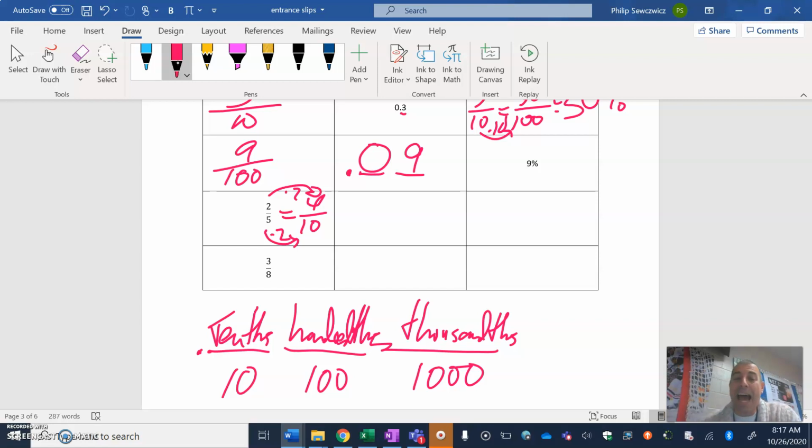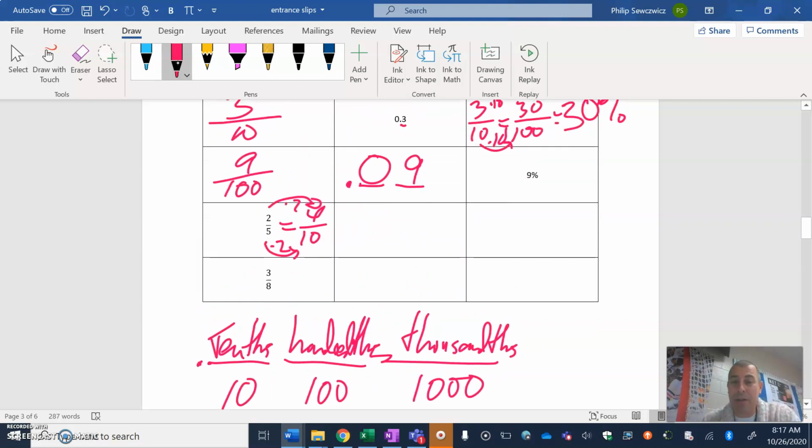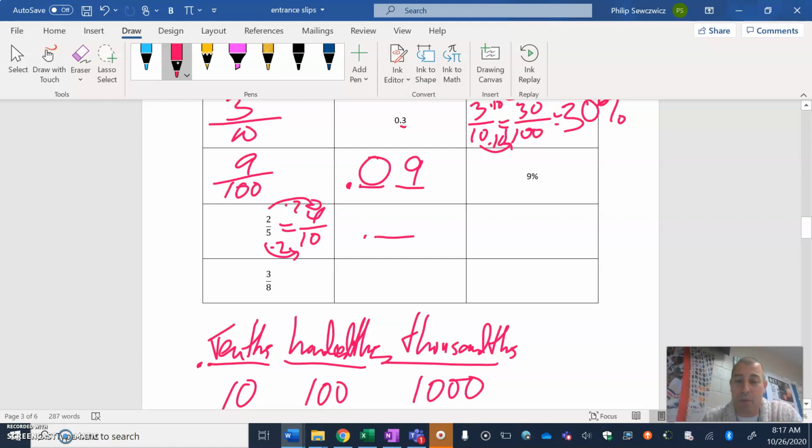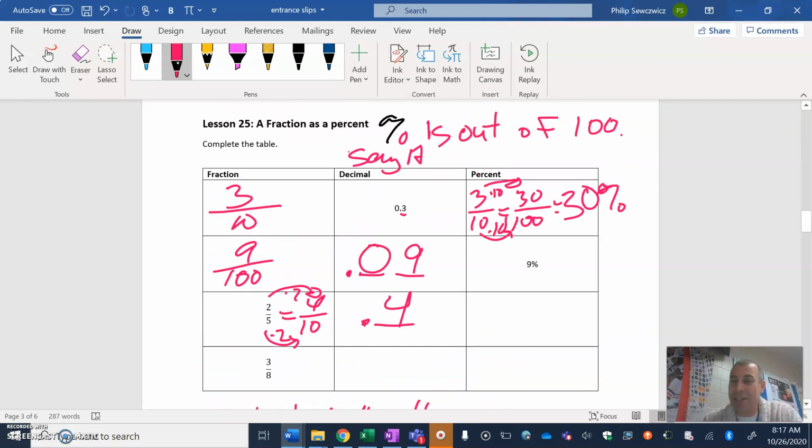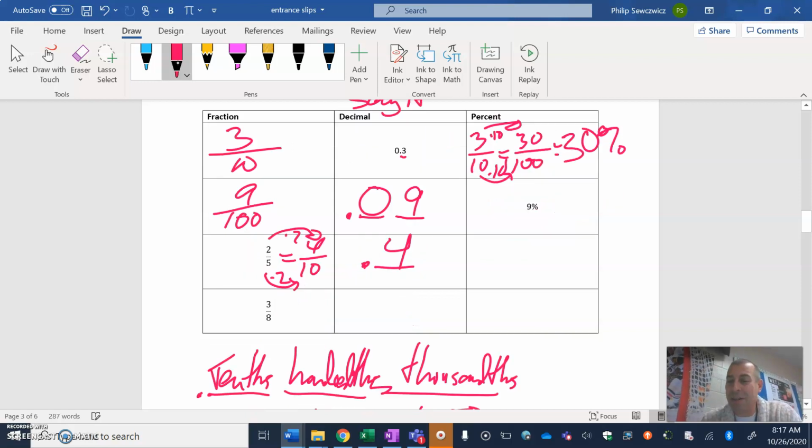4/10. Now, because it's out of one of my place values, we can write it down. It's the tenths, which is one number to the right, and I have to drop the 4 in there. So there's my 4/10. Let's go over to your percent. Percent is always out of 100.